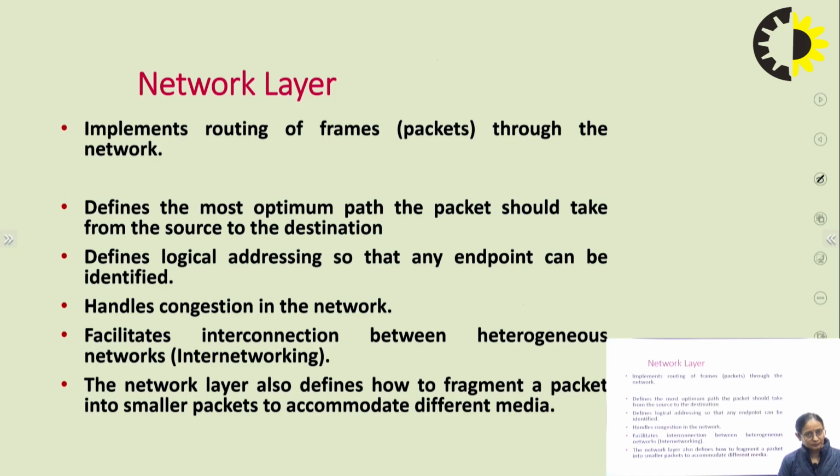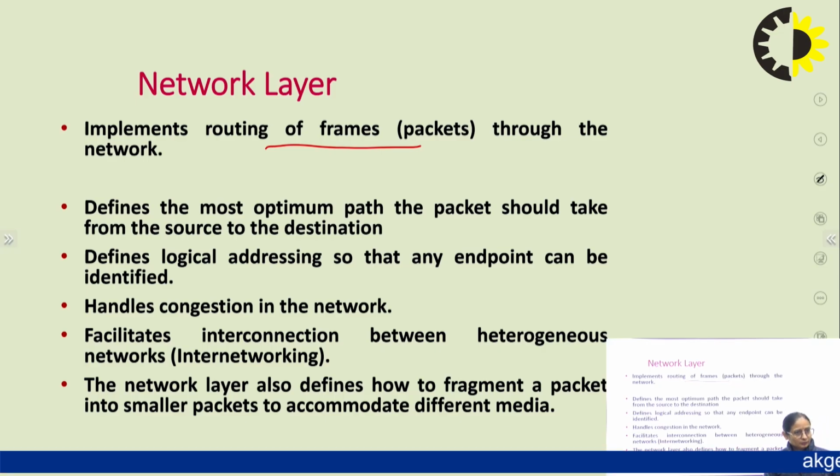Now the third layer from below is the network layer. It is basically responsible for the routing of frames through the network. It defines the most optimum path the packet should take from the source to destination. That is the shortest path, sometimes we say, but it is not always possible, so here we say that we are deciding the optimum best path. It also does the logical addressing so that any endpoint can be identified. So logical addressing is done at the network layer.